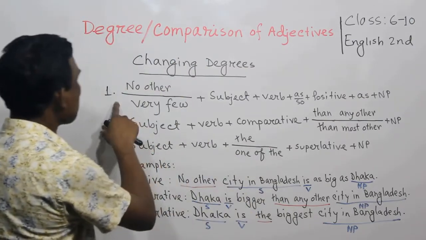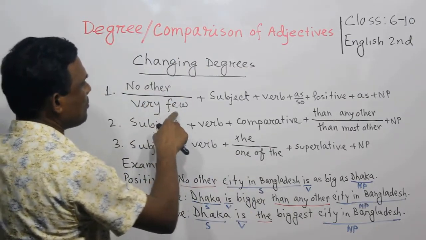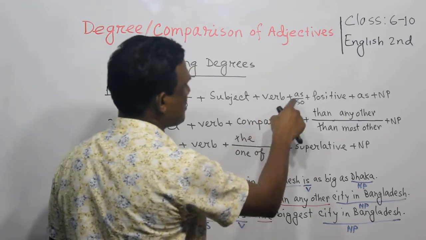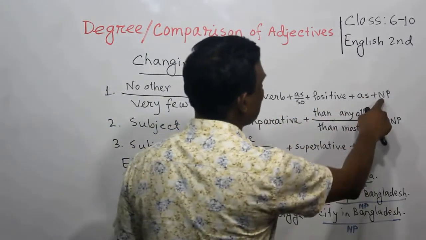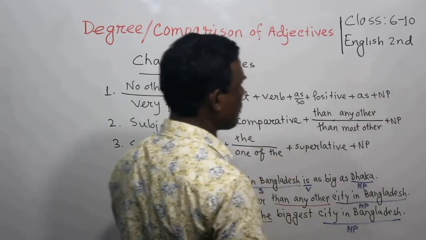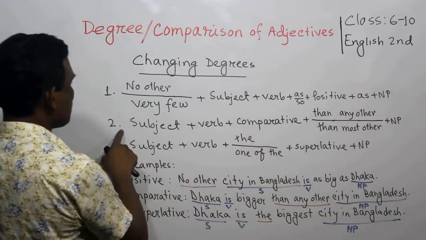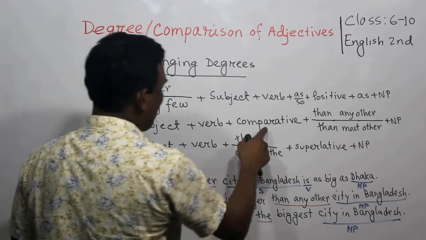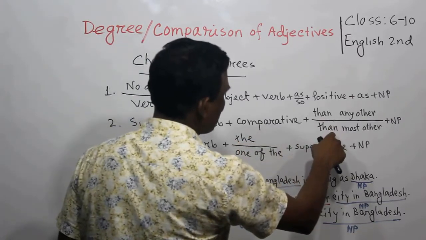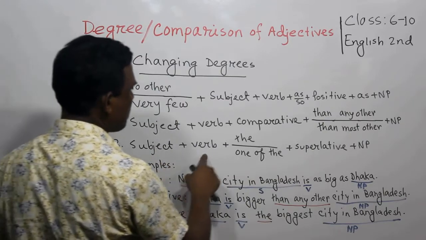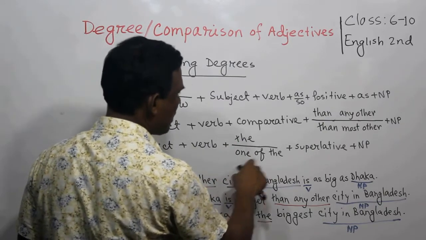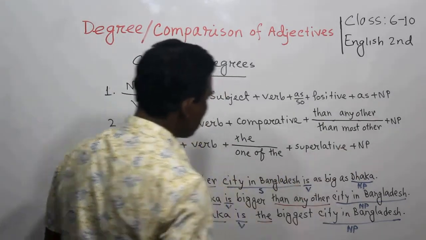Number one, no other or very few plus subject plus verb plus as or so plus positive plus as plus NP. Here NP refers to noun, pronoun or phrase. Number two, subject plus verb plus comparative plus than any other or than most other plus NP. Number three, subject plus verb plus the or one of the plus superlative plus NP.